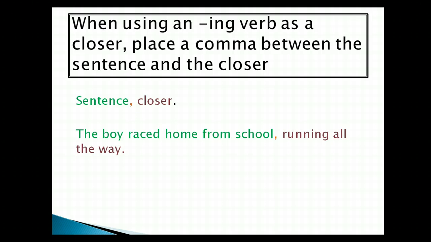Rule four. When using an ing verb as a closer to my sentence, I'm going to place a comma between the sentence and the closer. Okay. So this is what it looks like. Sentence, comma, closer. And this closer is going to start with an ing verb. So I have the boy raced home from school, comma, running all the way. And there's my ing verb.